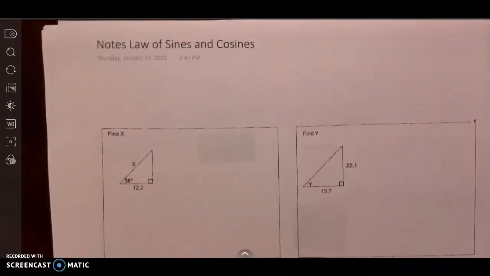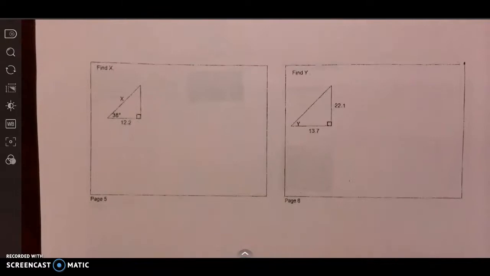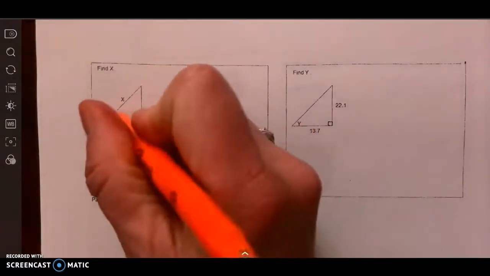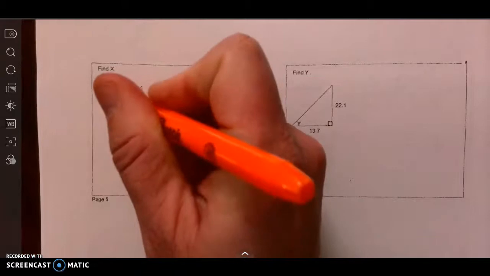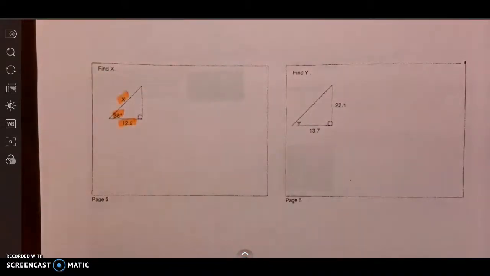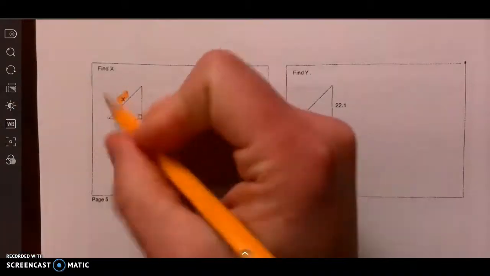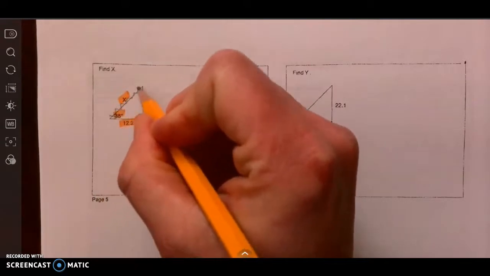So now we're on our notes for law of sines and cosines. But before we start the notes, we're going to go ahead and do 2 more practice problems reviewing these trig ratios. So once again, I have 38 degrees, 12.2, and then I'm trying to find x. I am going to label that this side is my hypotenuse.